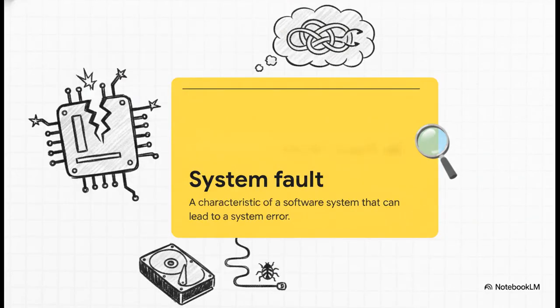Step 2 is the system fault. We define this as a characteristic of a software system that can lead to a system error. So, that mistake our programmer just made, it has now become a fault. This is the actual buggy code sitting silently inside the program. It's just hanging out there on the hard drive, totally dormant, waiting to be triggered.